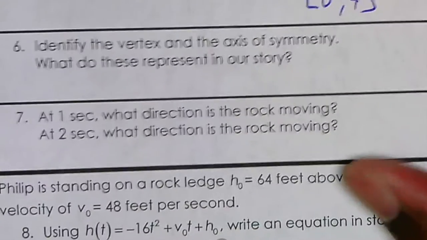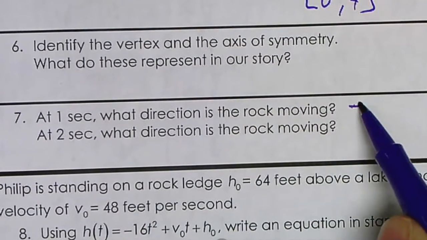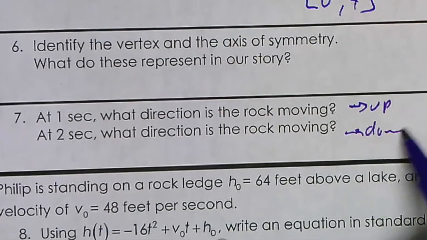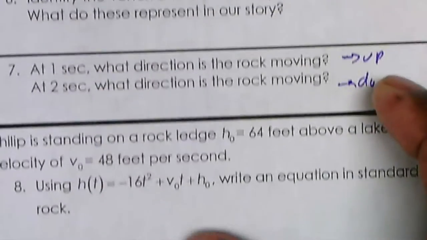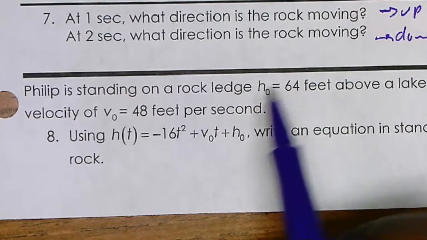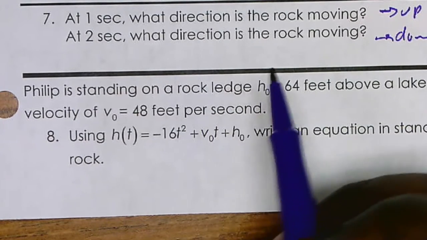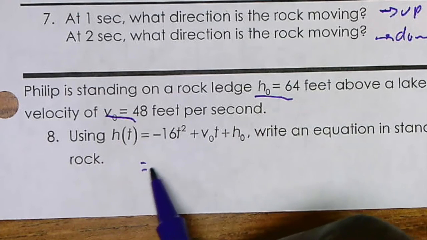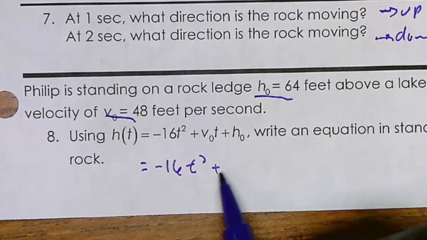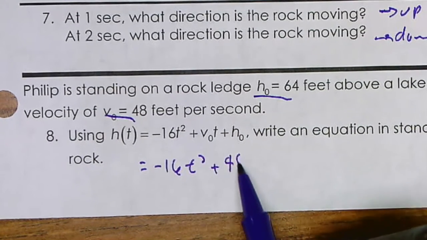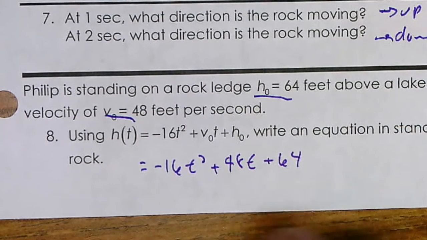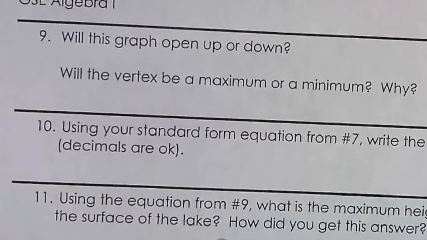The next part says at 1 second, the graph is moving up, and at 2 seconds, the graph is moving down. And you should have also recognized in number 8 that in this equation, they gave you h of 0, they gave you v of 0. You would plug it in to be negative 16 t squared plus 48t plus 64. And that's where most of my classes stop. So you flip it over to the back. Most of you guys would have begun here.